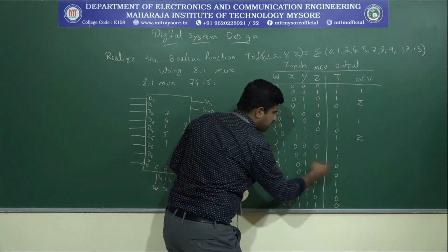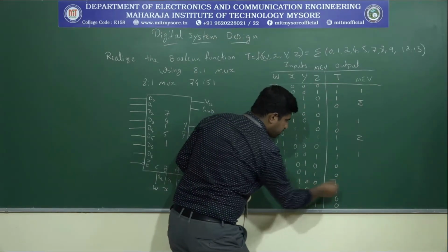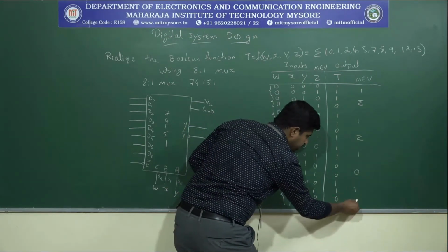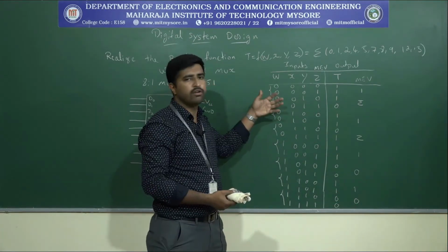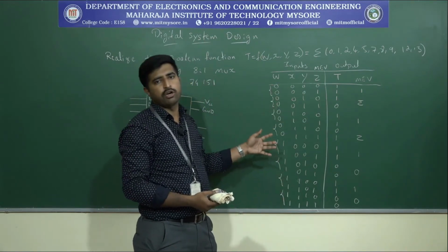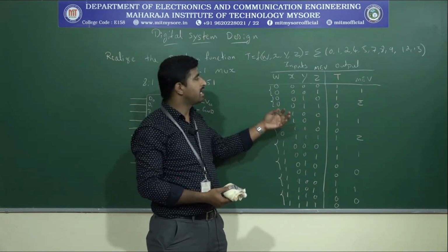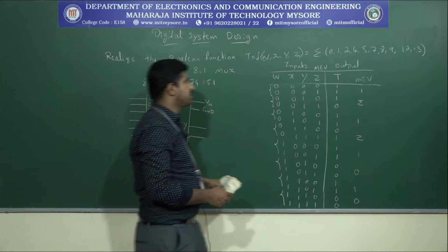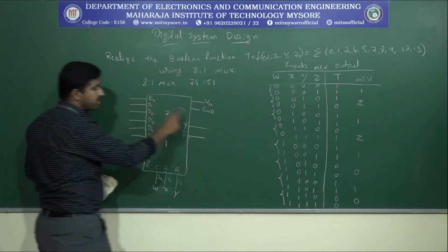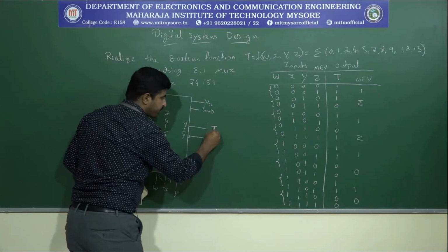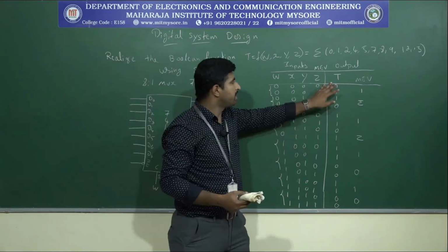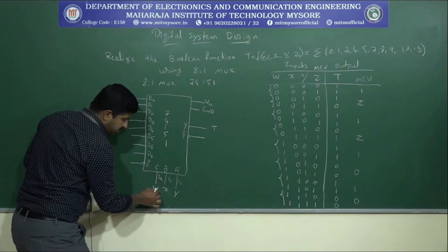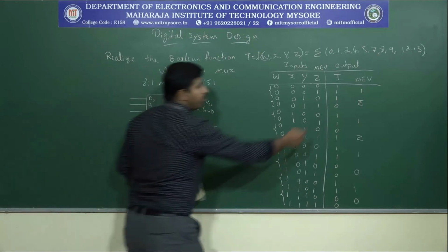Next is 1 0 0, next 1 0 1, and the next 1 1 0. So this is how we are going to represent a 16 combination tabular column as an 8 combination tabular column, considering the Z as a map entered variable. So here Z will be the input, and the output is T, and T will be generated by considering the Z as a map entered variable.